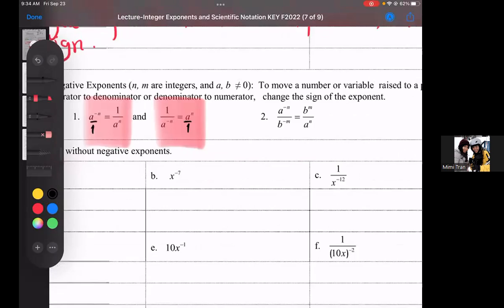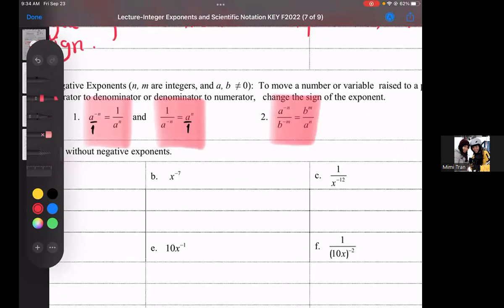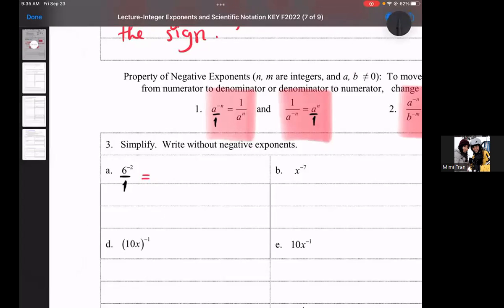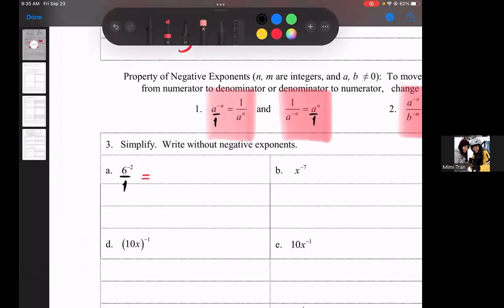All right. So because of that, let's do some exercises. 6 to the negative 2. If you're uncomfortable, you can put 6 to the negative 2 over 1. And now all you do is flip it. Put this up here. There you go. 1 over 6 squared, now positive, which is 1 over 36. You guys do B.